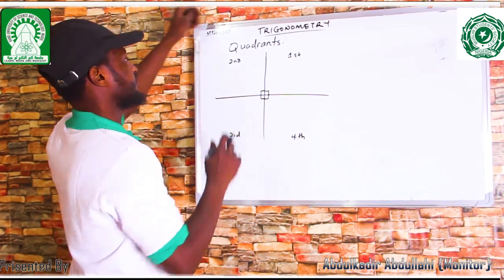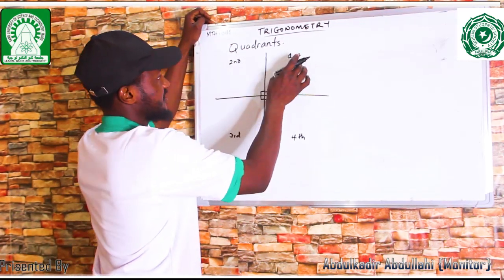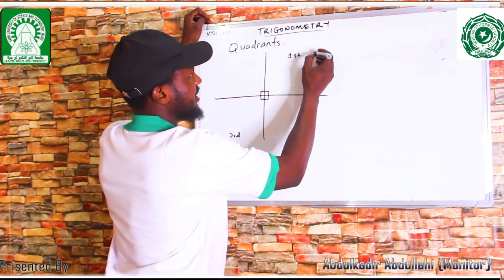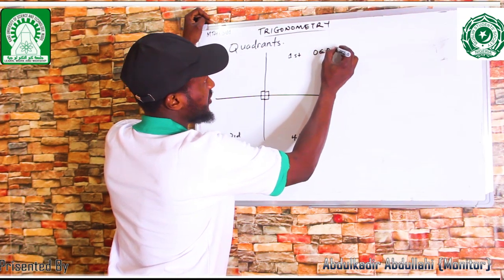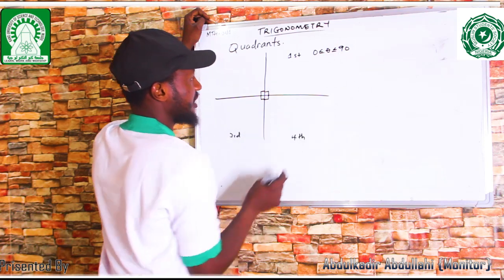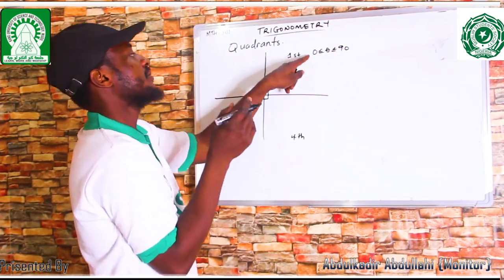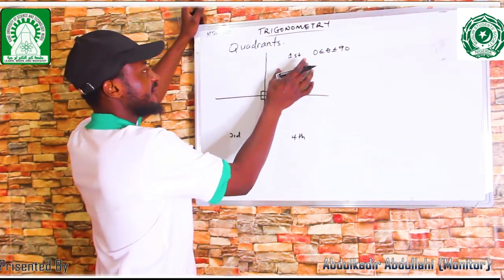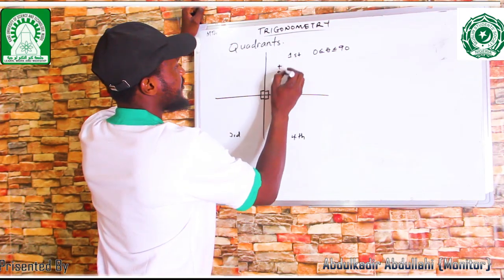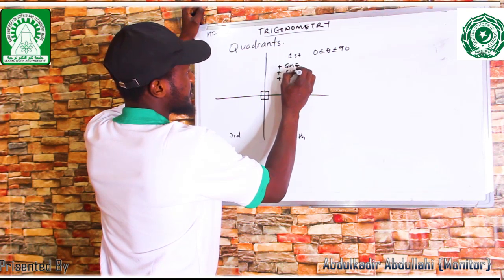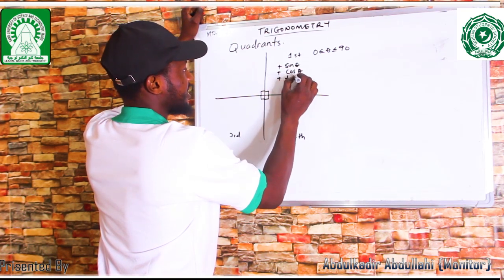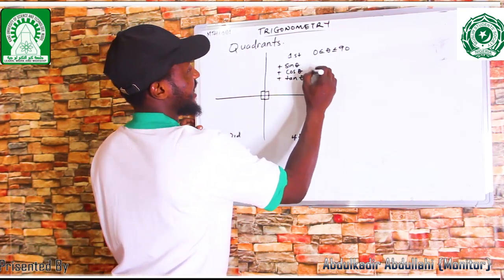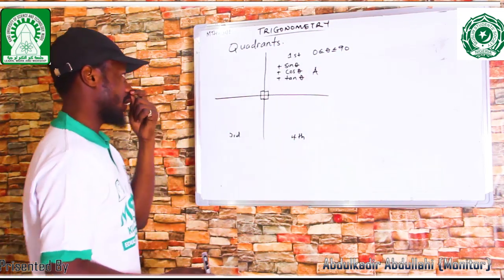In this first quadrant, it is named as a right angle triangle, where we have 0 less than or equal to theta, if theta is our angle, less than or equal to 90 degrees. That is, any number from 0 to 90 is in the first quadrant. And in the first quadrant, all the trigonometric ratios are positive. Sine theta is positive, cos theta is positive, and tan theta is positive. We have no problem with the first quadrant. That's why in some cases we call it A. It means all the trigonometric ratios are positive.